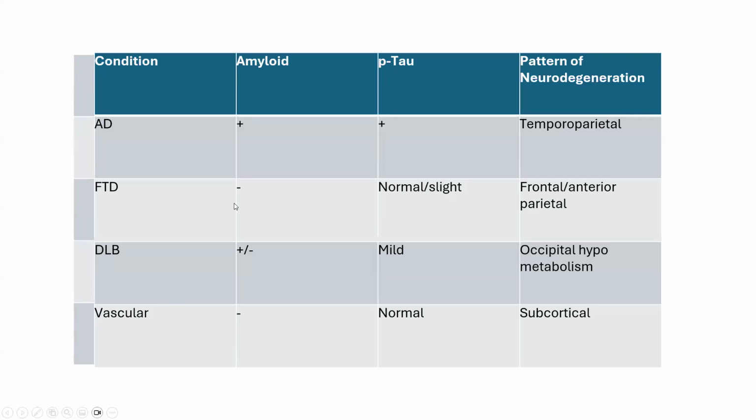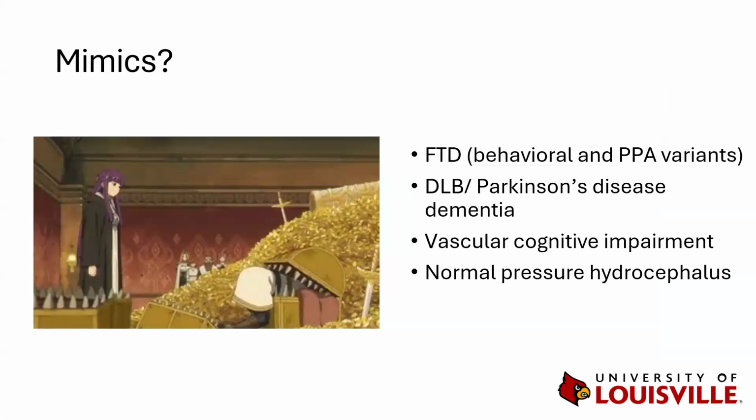But with vascular disease, they should be negative for amyloid. Tau should be normal. And it says subcortical, but it could also be variable depending on their vascular insult. Again, we talked about these mimics. These are some of the ones that we want to look at as well.